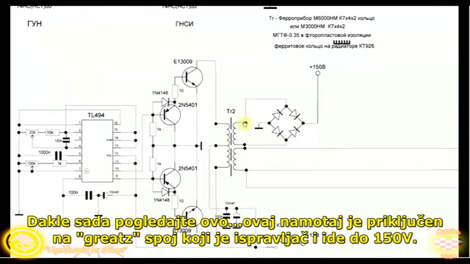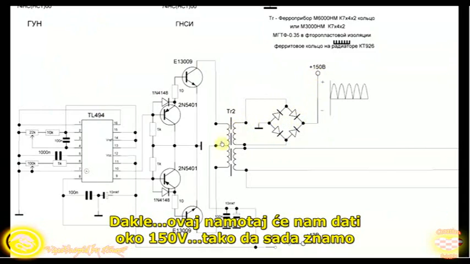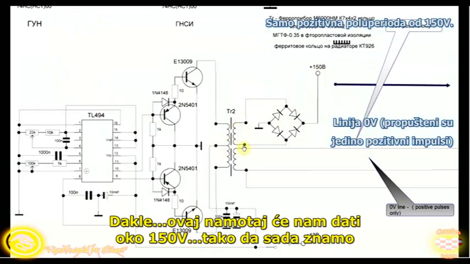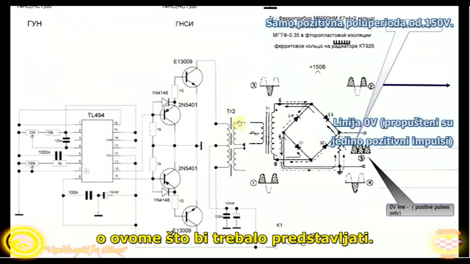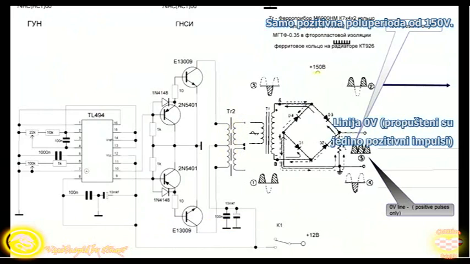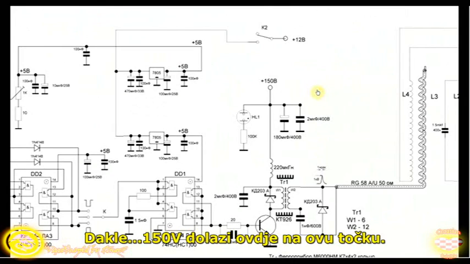So now we see that this winding is connected to the Graetz bridge, which is a rectifier, and goes to 150 volts. So this winding has to give us at least 150 volts. So now we know at least what this should represent. So where this 150 volts goes, well, the 150 volts goes in here to this part.